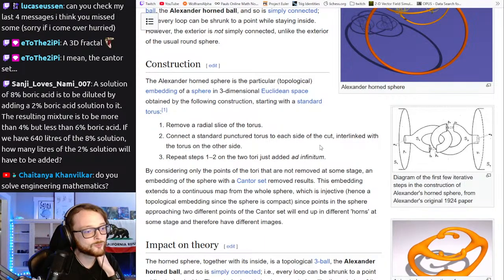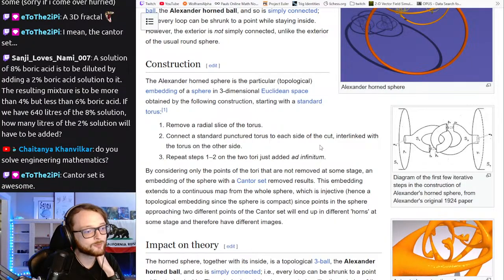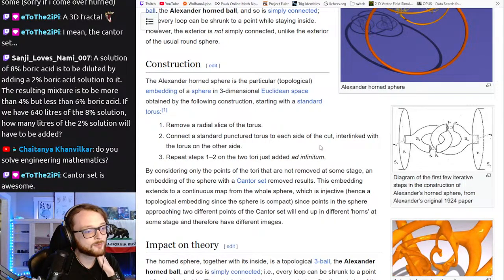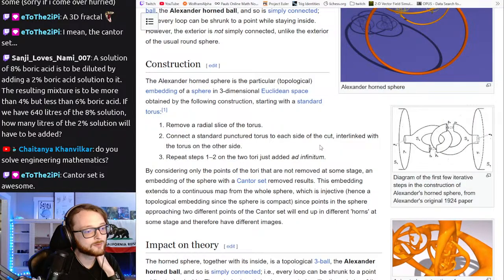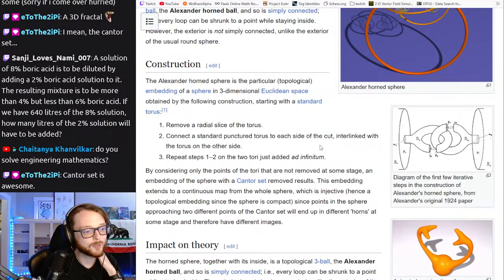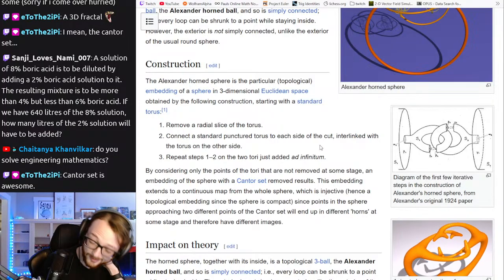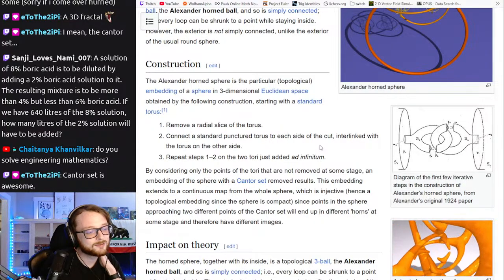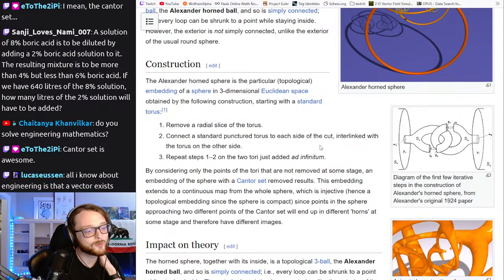Sanji, welcome in. A solution of 8% boric acid is to be diluted by adding a 2% boric acid solution to it. The resulting mixture is to be more than 4%, less than 6%. We have 640 liters of the 8% solution. Oh my god, it's one of these chemistry dilution problems. How do you do these again? There's like a system of equations or something.